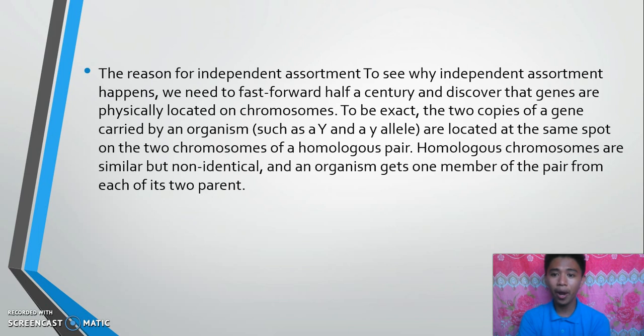To see why independent assortment happens, we need to fast forward half a century and discover that genes are physically located on chromosomes. To be exact, the two copies of a gene carried by an organism are located at the same spot on the two chromosomes of a homologous pair. Homologous chromosomes are similar but not identical, and an organism gets one member of the pair from each of its two parents.